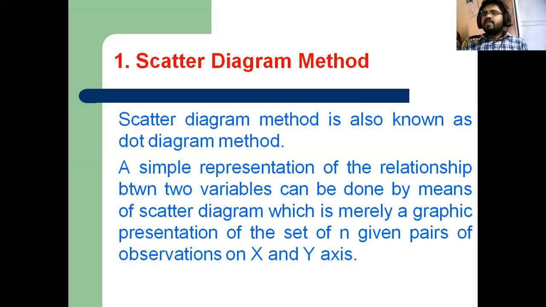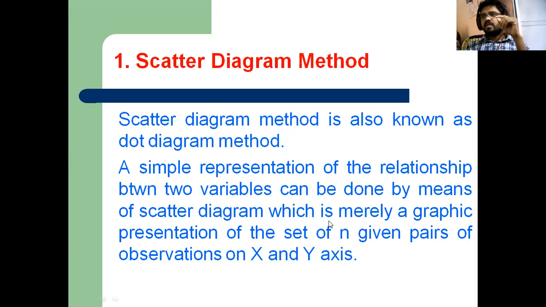It is merely a graphic presentation of the set of n given pairs of observations on the x-axis and y-axis. For example, if they have given the two variables' data, x variable data and y variable data, you take the x variable on the x-axis and the y variable on the y-axis. If x is equal to 10 and y is equal to 5 at a particular point, then where the two values intersect, you can put the dot.